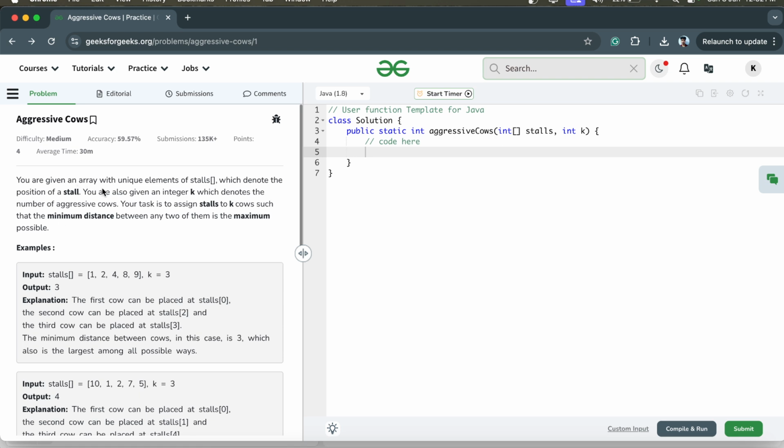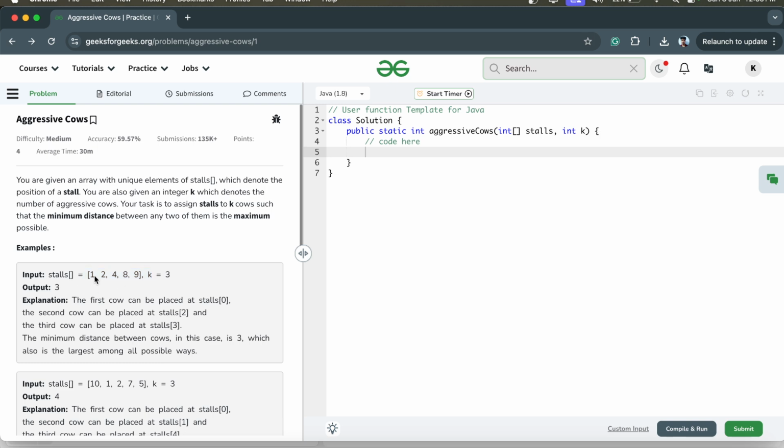You are given an array with unique elements of stalls, which denote the positions of the stalls. You are also given an integer k, which denotes the number of aggressive cows. Your task is to assign stalls to k cows such that the minimum distance between any two of them is the maximum possible. Let us look into the example and we will get a better understanding.